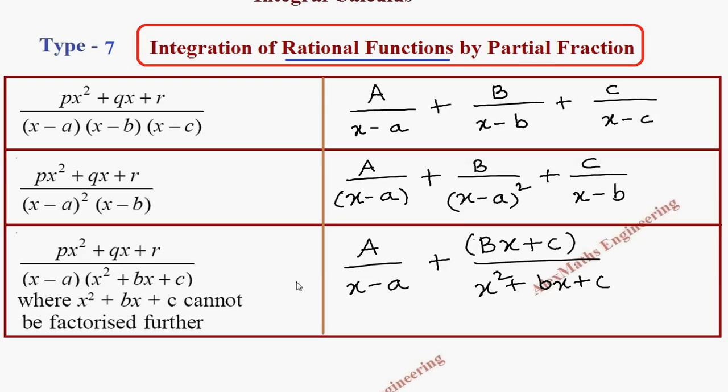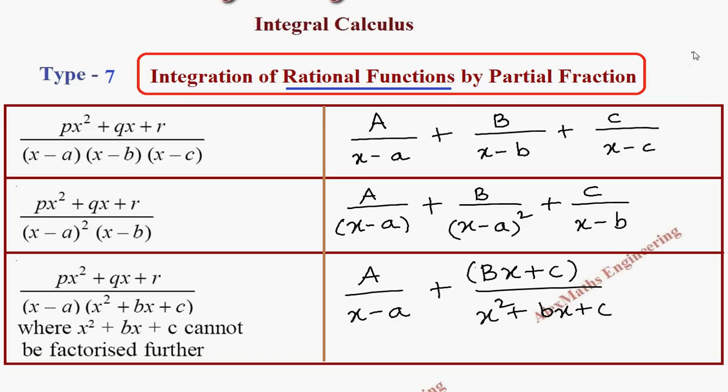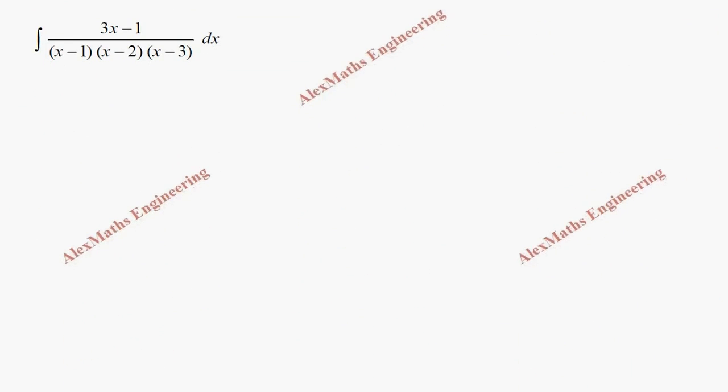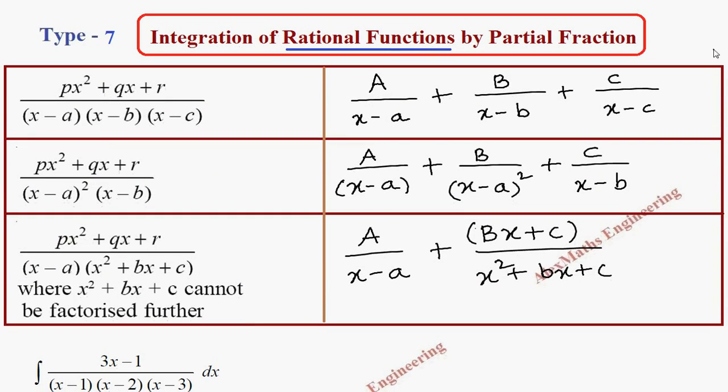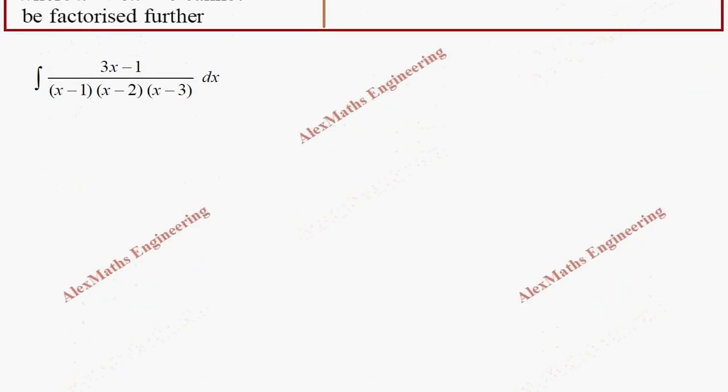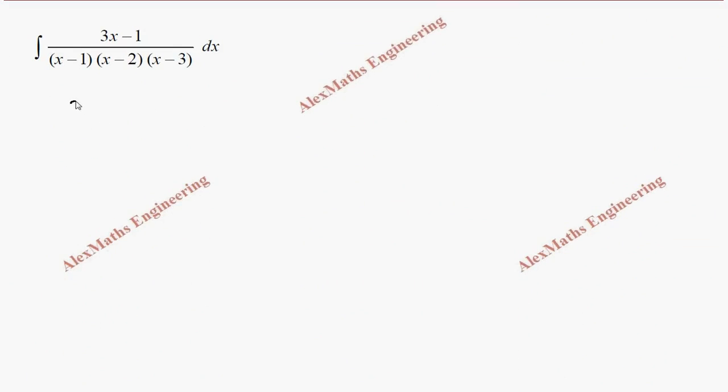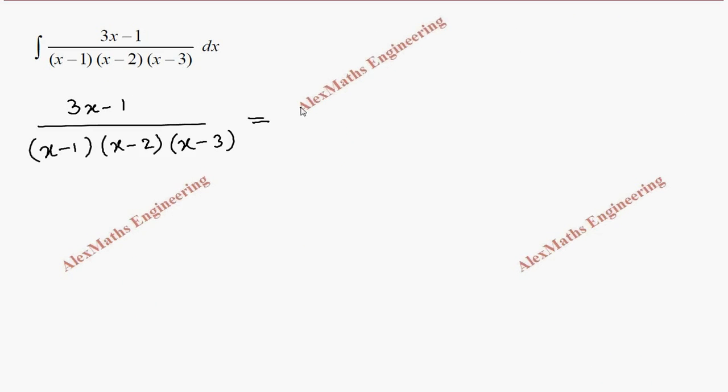Now let's solve some problems based on these rules. Let's take the first problem, where we have the integration of 3x minus 1 by x minus 1 into x minus 2 into x minus 3. We notice that there are three different factors. So as per the rule we discussed, we follow the first rule: a by the first factor plus b by the second factor plus c by the third factor, because all three factors are different. So let's take this expression alone, 3x minus 1 by, then we apply the rule: a by the first factor, x minus 1, plus b by the second factor, x minus 2, plus c by the third factor, x minus 3.